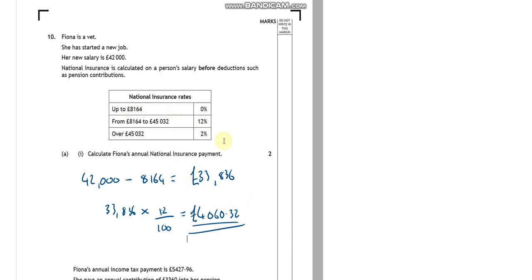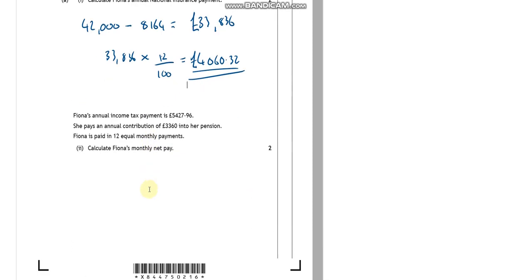Okay, so just be careful, you're in the band. You're not paying 12% on everything, it's 12% in here. So if she was earning 50,000, we'd have then had to have looked at that amount and then said, okay, 50, take away this amount, and done that in 2.